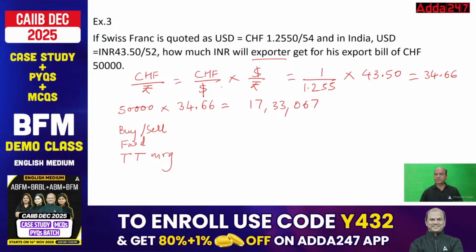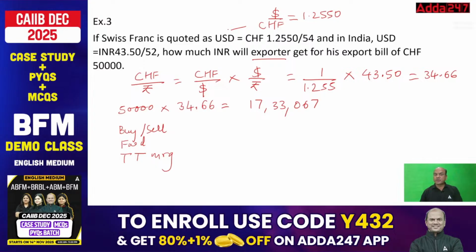So it's a cross. CHF to dollar is given as what? Now this is a twist. Many of you will immediately write 1.2550 buy. No, this is not 1.2550. Why? Because what is this rate? If you look at it, it is dollar upon CHF equals 1.2550. Don't take this 54. So this is the rate.